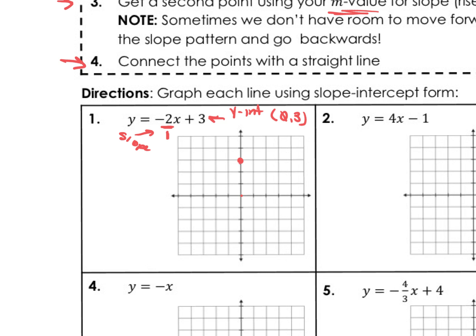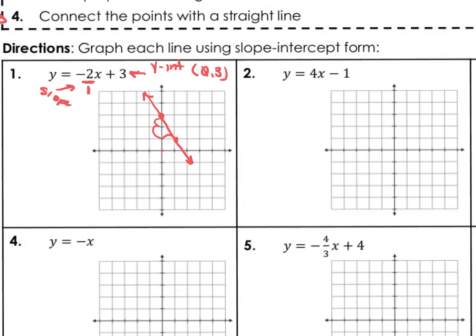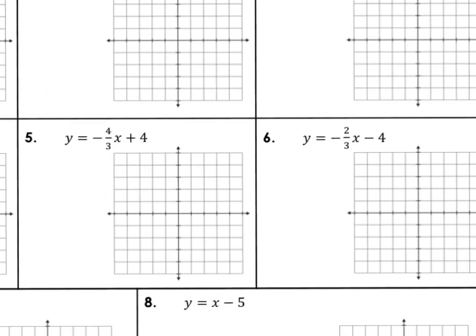So we're going to go down 1, 2, and over 1. And that's our second point. We're going to draw a line to connect the graph. Okay? See? Easy. Let's do number 6.